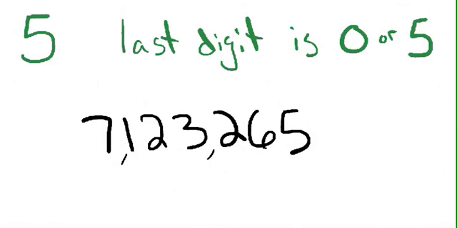Okay, the rule for 5 is very easy. Again, this is going to be one where we just look at one of the last digits. The very last digit, if it's 0 or 5, then the whole number is also divisible by 5.